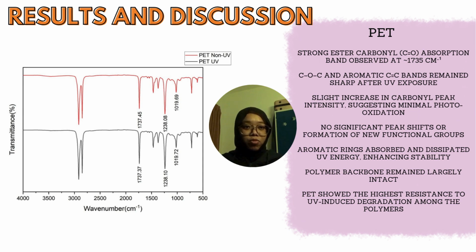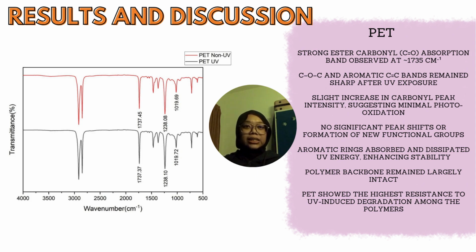The high resistance of PET to UV-induced degradation can be attributed to the presence of aromatic rings within its molecular structure. These aromatic rings are capable of absorbing and dissipating UV energy more effectively, thereby protecting the polymer chains from extensive bond breakage.